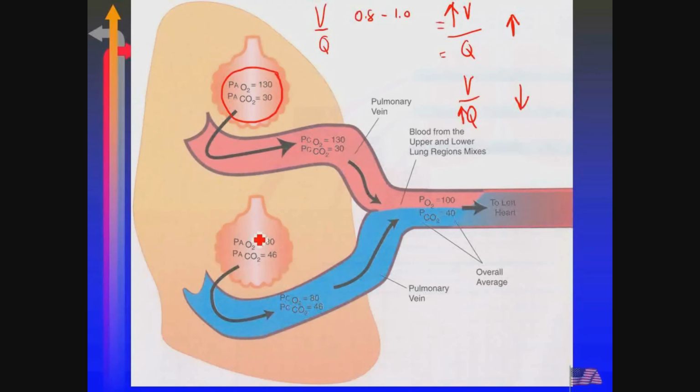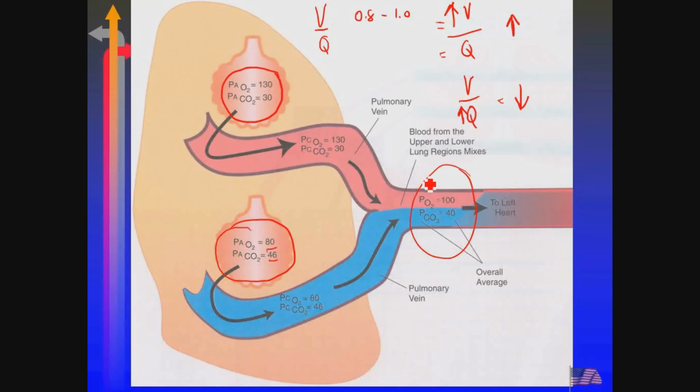In the bases, I end up having perfusion exceeding ventilation, and when we have a fall in the VQ relationship, less CO2 is being removed, therefore the CO2 is a little bit higher, and less oxygen is getting into the alveolus, because ventilation is not as high as perfusion. I end up having more oxygen being pulled away because there's more perfusion to that given alveolus. The net effect when these two mix is that I end up with my normal blood gas.